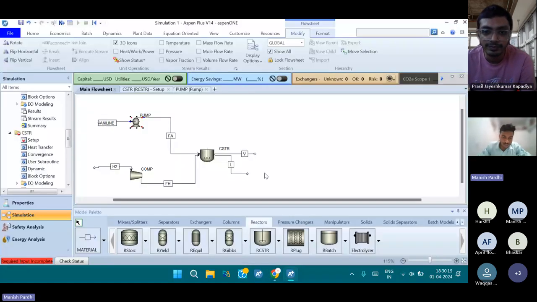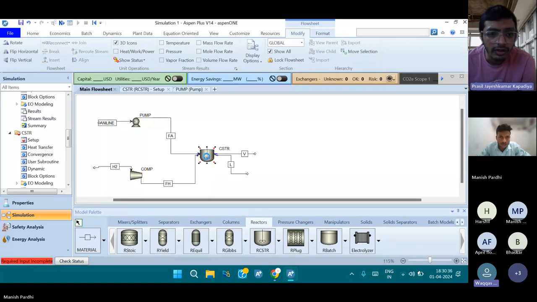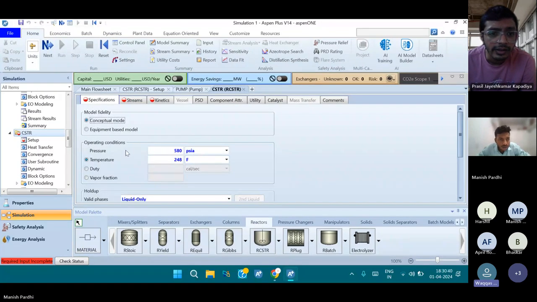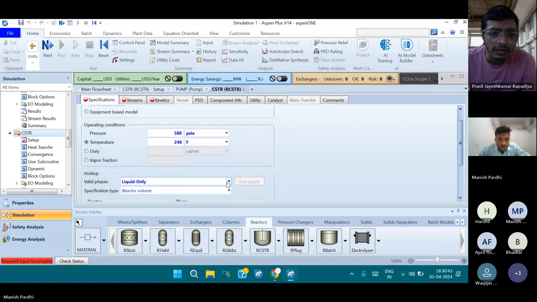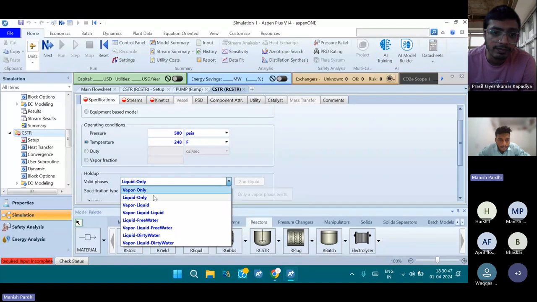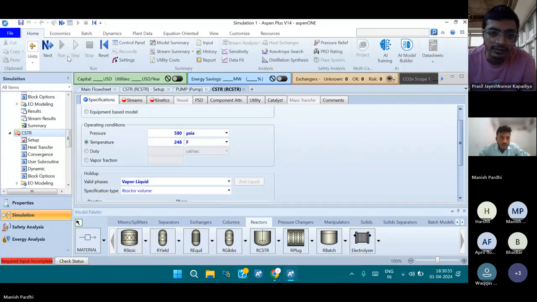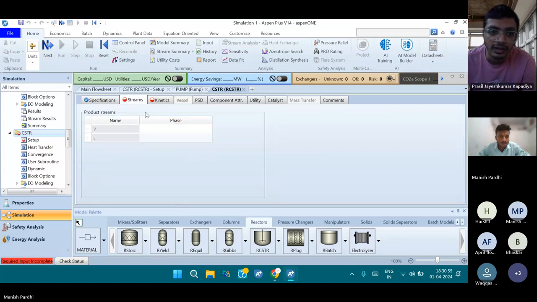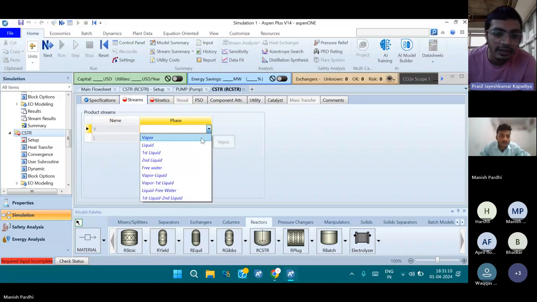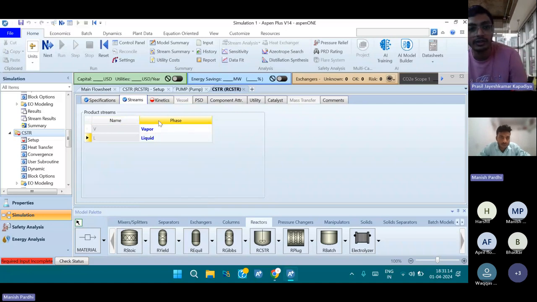Okay, next. We have to change this input. Yes, just try it in some other way. Delete this L stream. Can we see the CSTR input once? The CSTR input, yes. Wait, this. Can you change the valid phases to liquid and vapor? Yeah, it's okay. Go ahead. What are you getting? Let's see. Next. Go to streams. Yes, so V is vapor. Product, yes. Stream. You have to choose the phase. So V is vapor phase. And L is liquid phase. Okay, so we can do it.